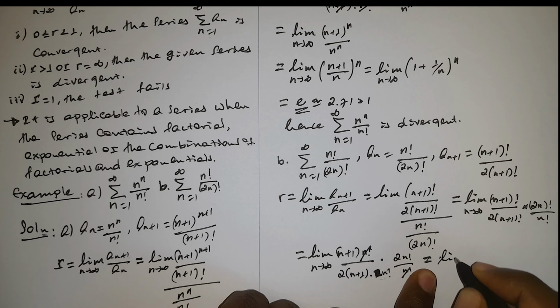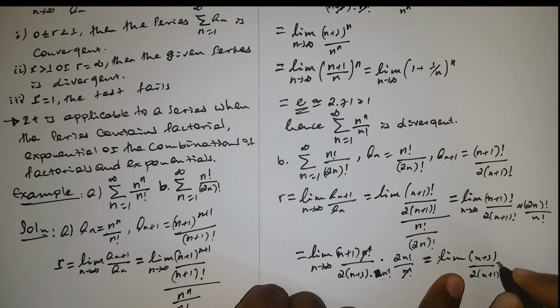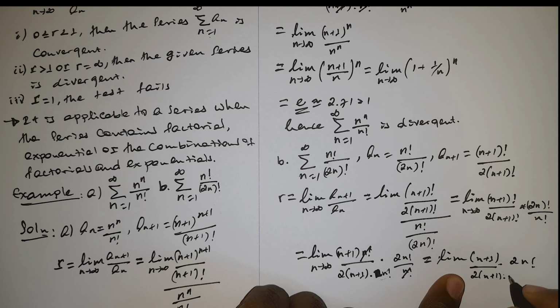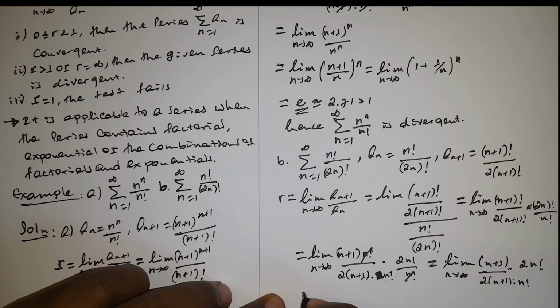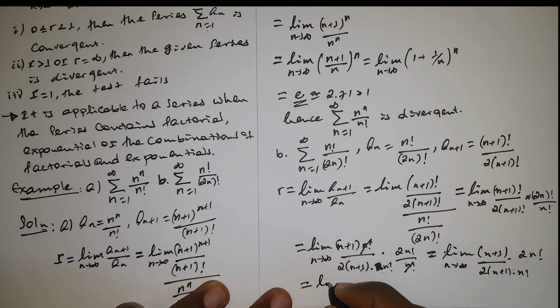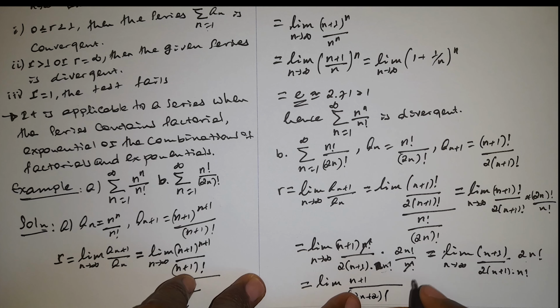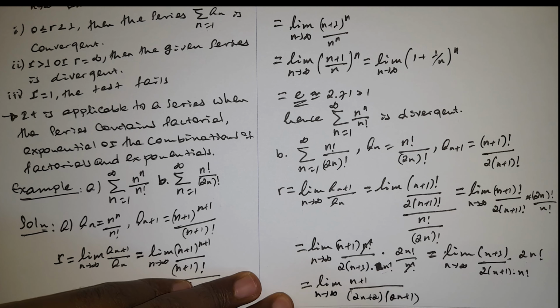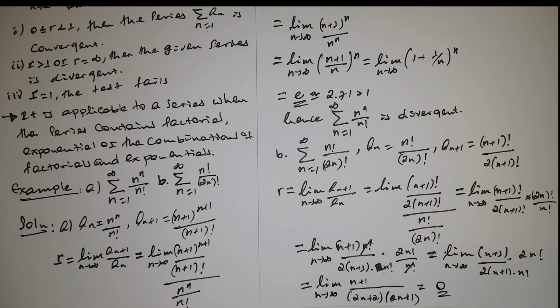So we have limit of n plus 1 over 2 into n plus 1 times 2n factorial, as n goes to infinity, which is equal with limit of n plus 1 over 2n plus 2 times 2n plus 1 as n goes to infinity. This is equal with 0. Why? Because 2n times 2n is 4n square, so in the denominator the highest power is n square, while the numerator has n. So the result is 0.